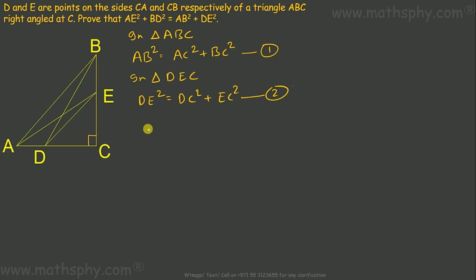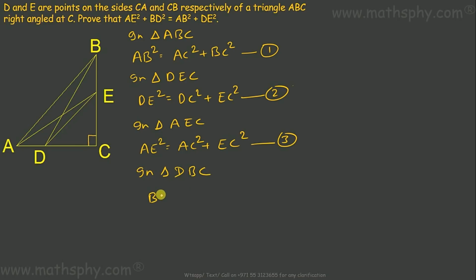Okay, now let's take triangle AEC. In triangle AEC, AE square will be equal to AC square plus EC square. Let's take this as 3. Now let's take triangle DBC. In triangle DBC, BD square will be equal to DC square plus BC square. Number 4.